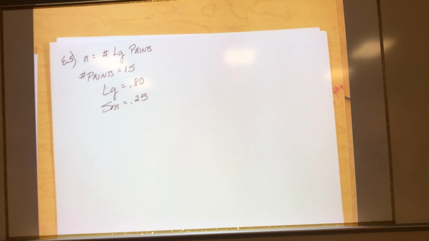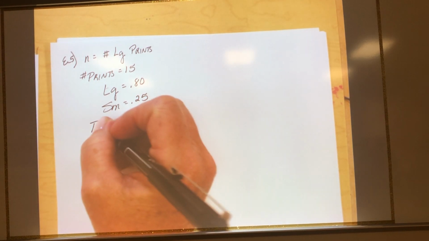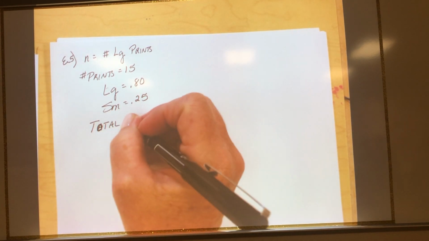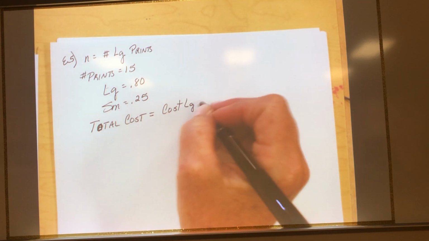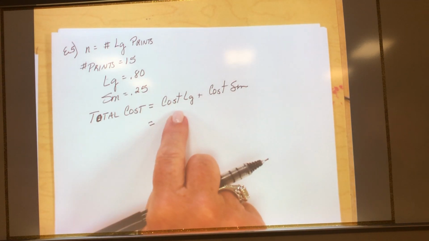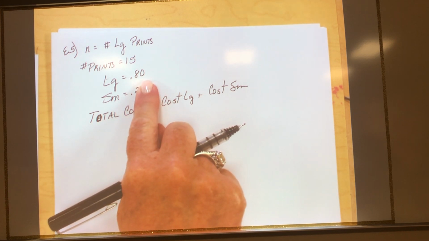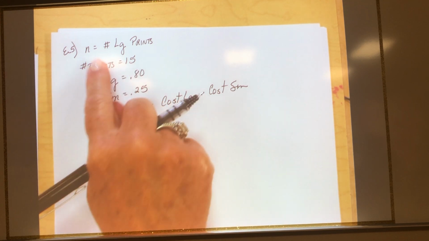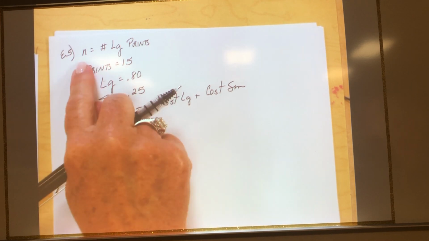Now here's what it says. Write and simplify an expression that represents the total cost. Just like we did the other day, we're going to write an equation for the total cost. Total cost is... Do you agree that the total cost is going to be the cost of the large plus the cost of the small? Okay. So how much are the large going to cost? 80 cents each. Each one, how many? 0.80 N. N is the number of large prints. Do you see that? We did 15 in all, but N is the number of large prints.